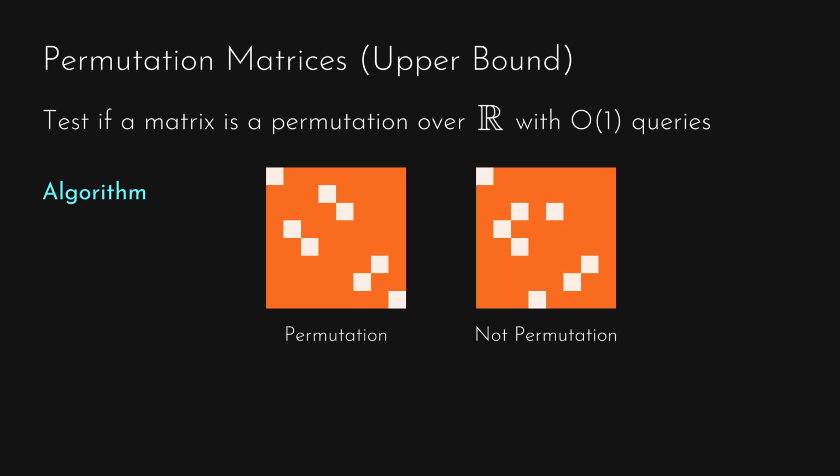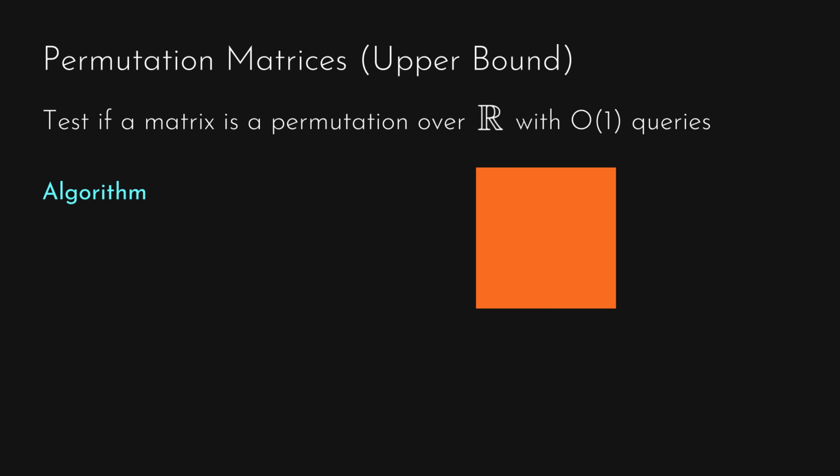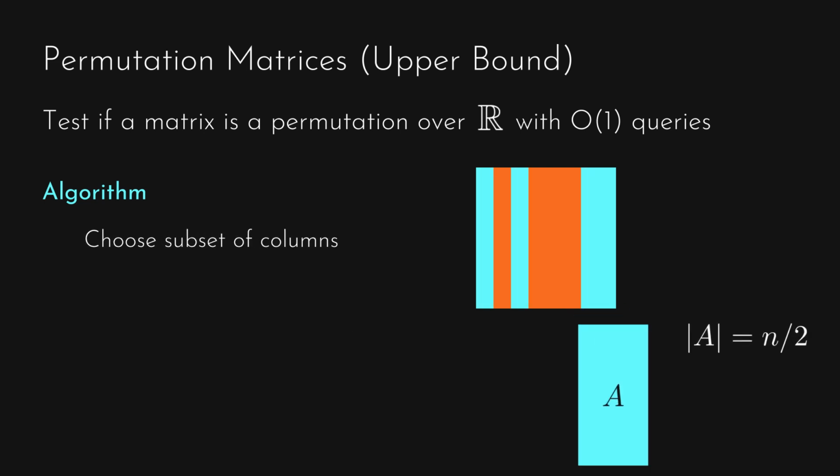For simplicity, let's assume that n is even. We start by choosing a random set of n/2 columns. Let's call this set A. Then, we let v be the indicator vector with 1s in the positions corresponding to A, and u will be the all 1s vector. So this gives us the count of 1s in the columns from A, and since A has size n/2, we better have exactly n/2 1s.